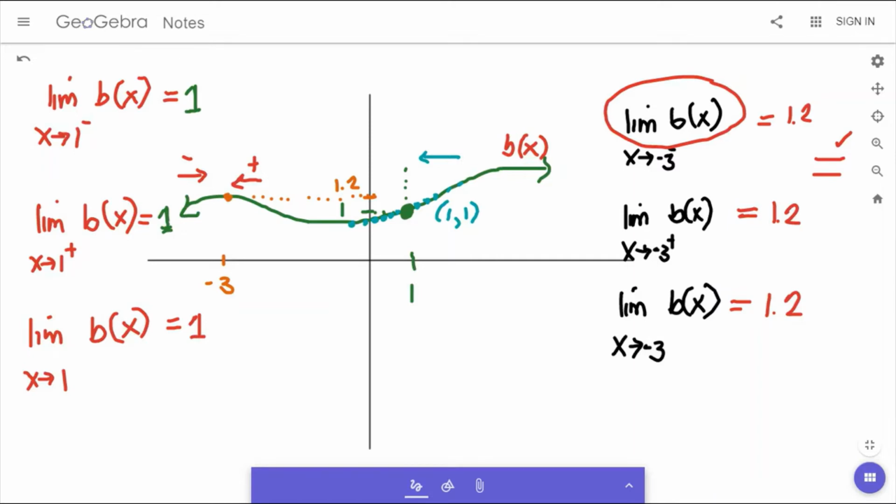Kasi tuloy-tuloy yung highway, and then you can meet at that point. So for example, one comes from the left, one comes from the right. Then the limit do exist. You will meet each other at that point.